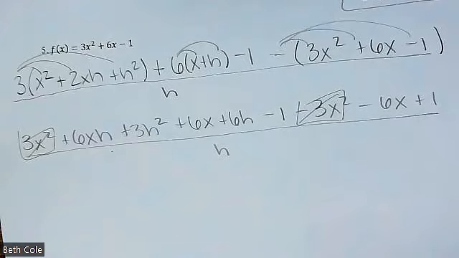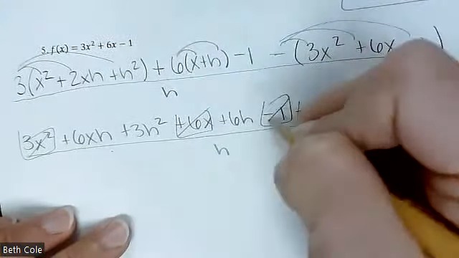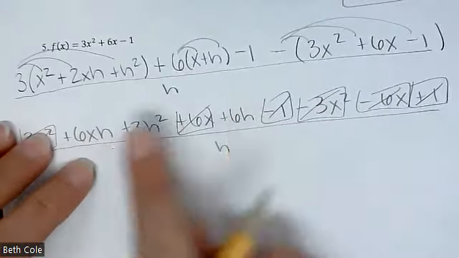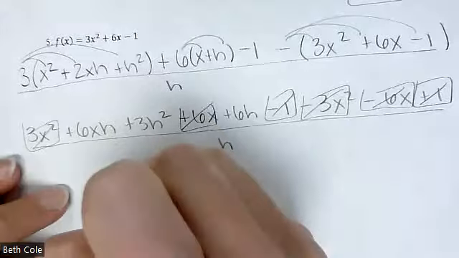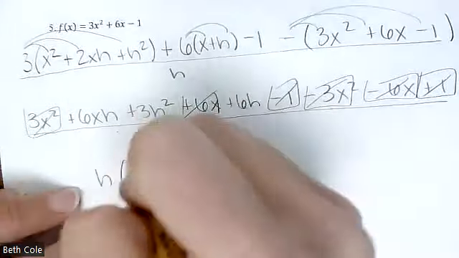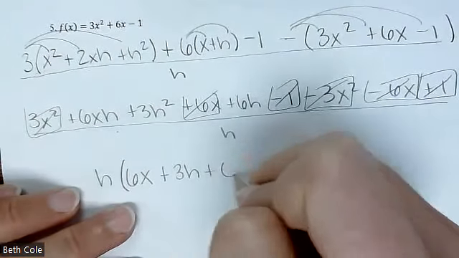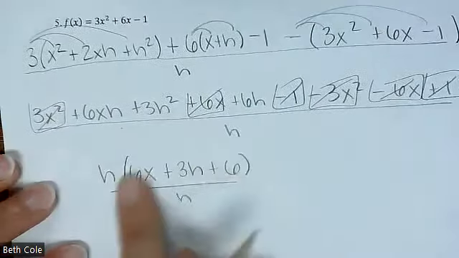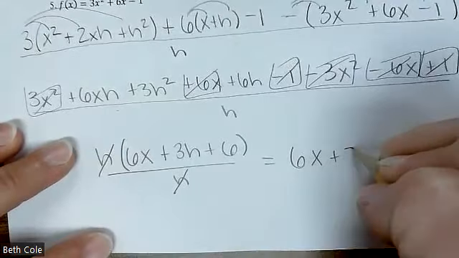What else? 6x is gone. And the 1s. Basically, everything that doesn't have an h in it should go away. So how many terms do we have left? 3. And they all have an h. Good. So if you factor out an h, you will be left with 6x plus 3h plus 6. And if you weren't writing over h, that's the step where you have to write it, because they cancel, and then what's left is your final answer.